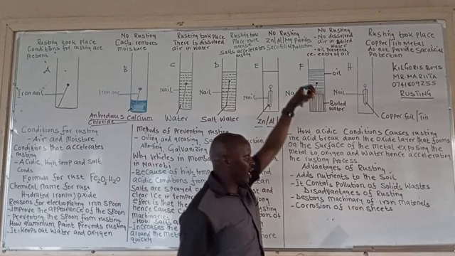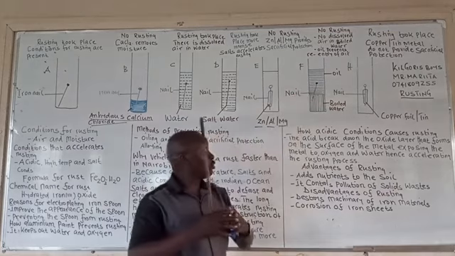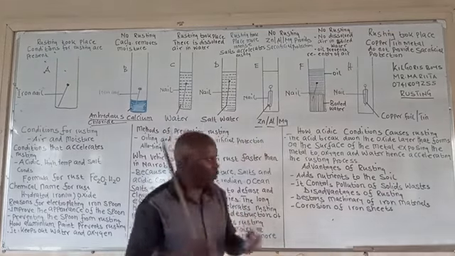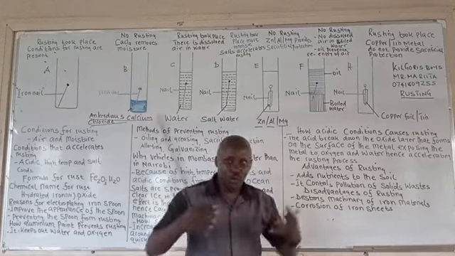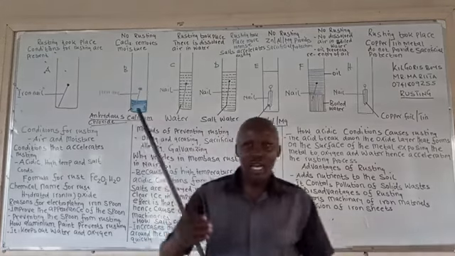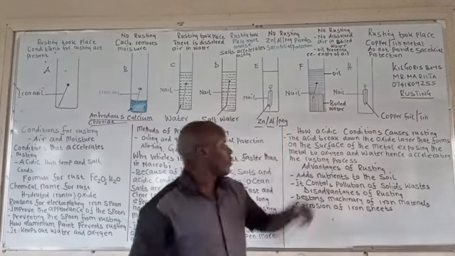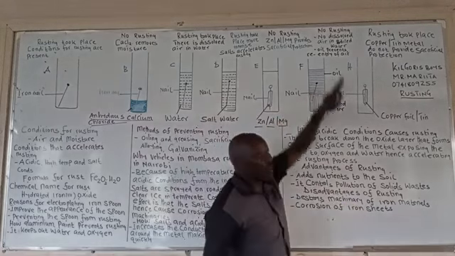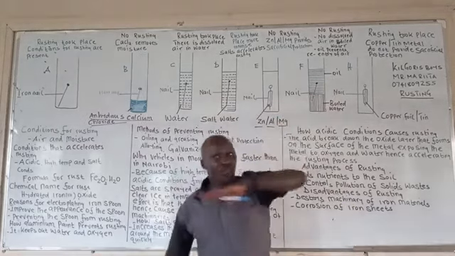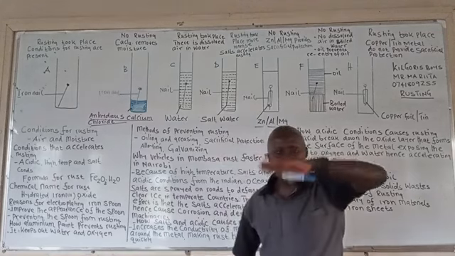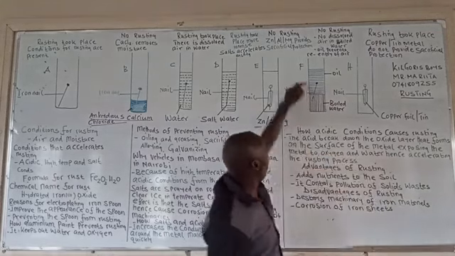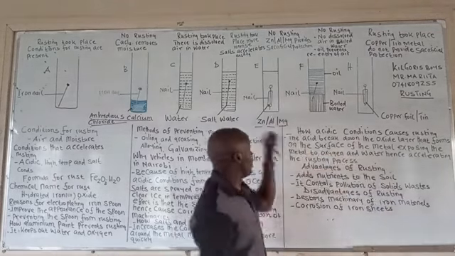So in this case, you are supposed to explain well why we have the boiled water. Boiled water drives out the air, a condition required for rusting. Covering this with a layer of oil prevents the entry of air. That means no rusting will take place in test tube F.